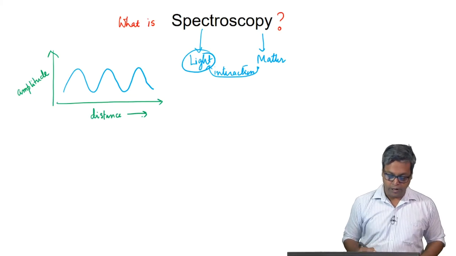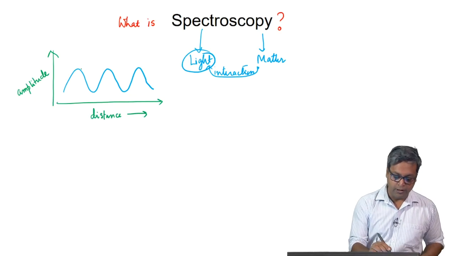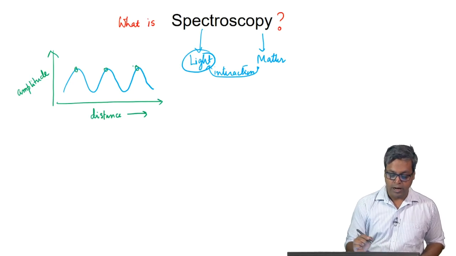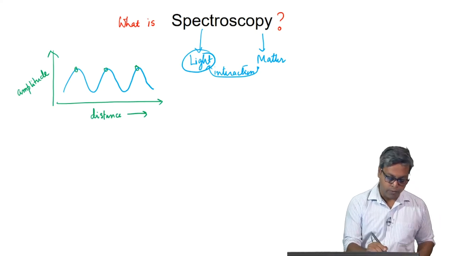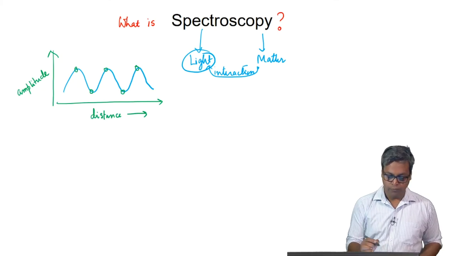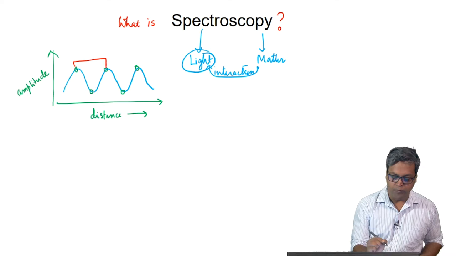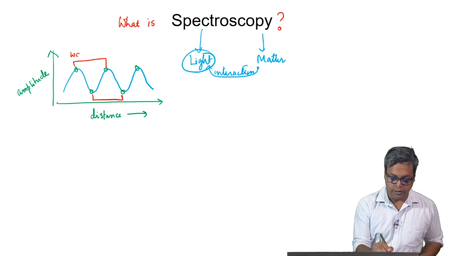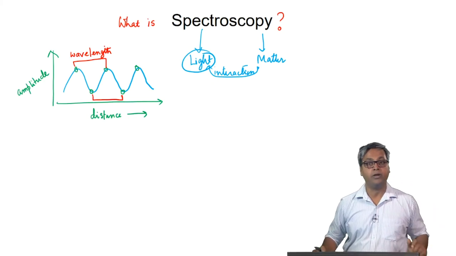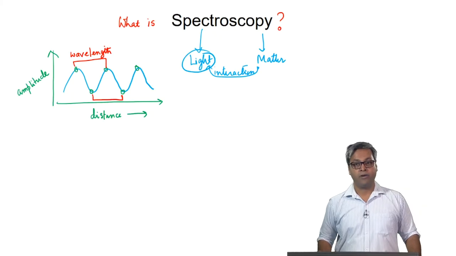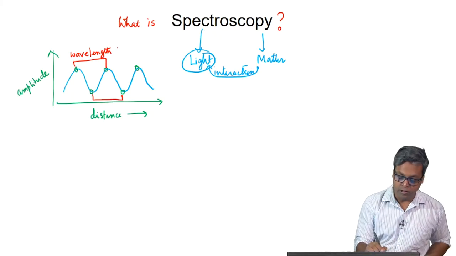If you look at the wave, we will see that there are several repeating points where the wave has maximum amplitude, and also several points where the wave has minimum amplitude. Now if we join any two consecutive maxima or any two consecutive minima of the wave, that distance is called the wavelength, or the length of the wave. For any wave, there is a wavelength, and wavelength is commonly represented by lambda.